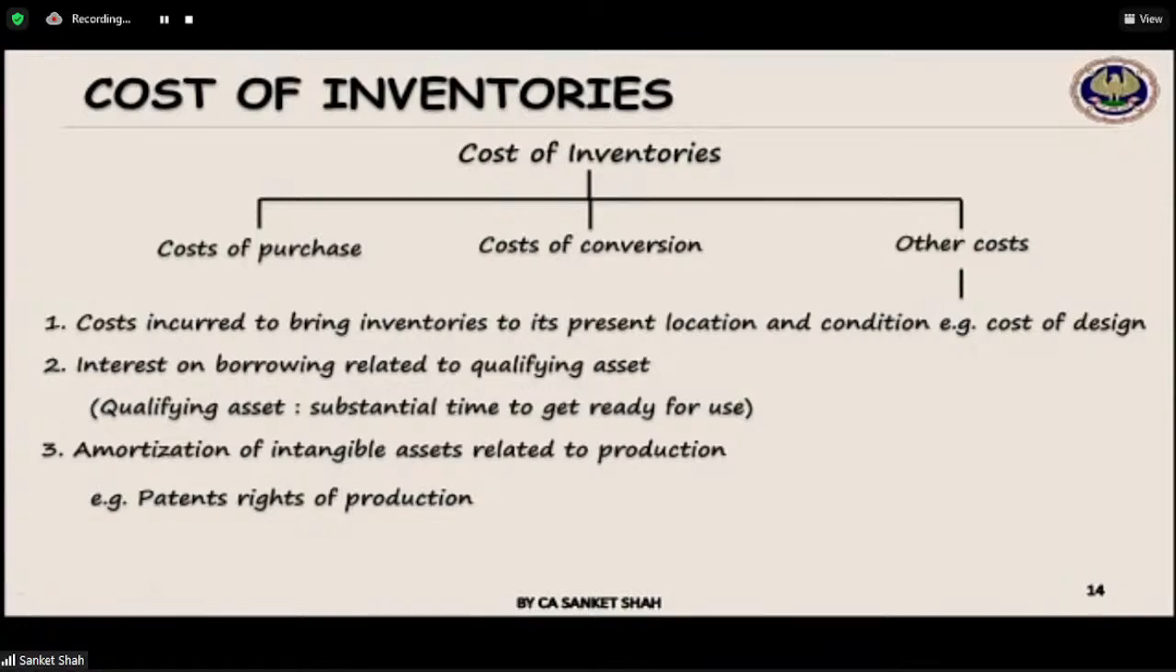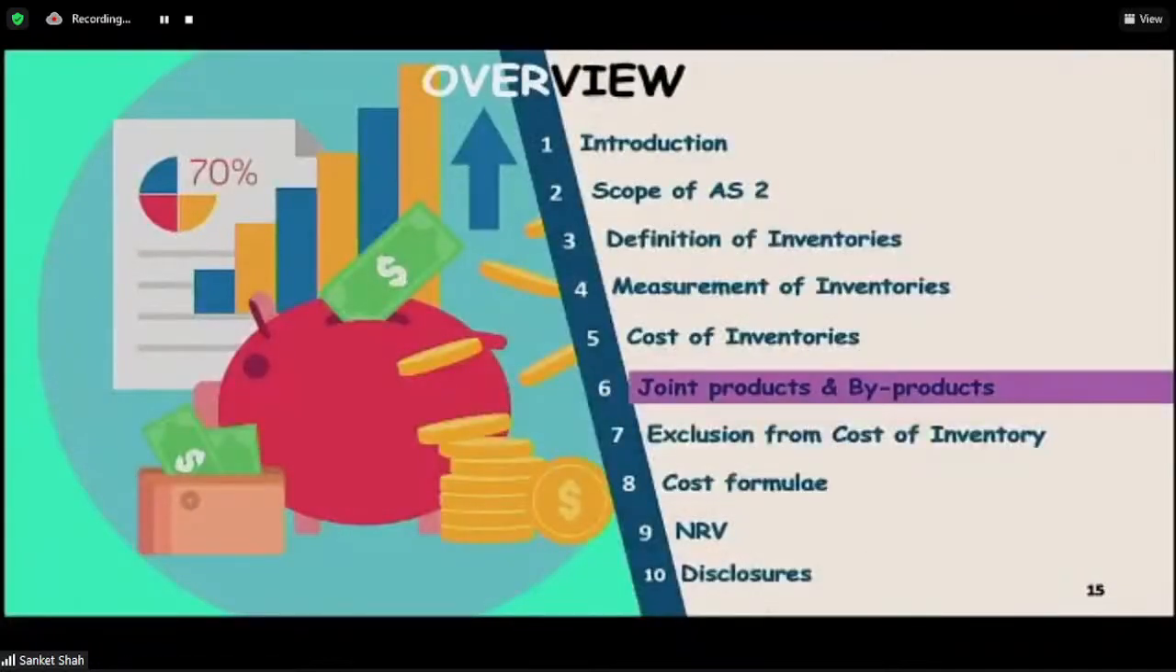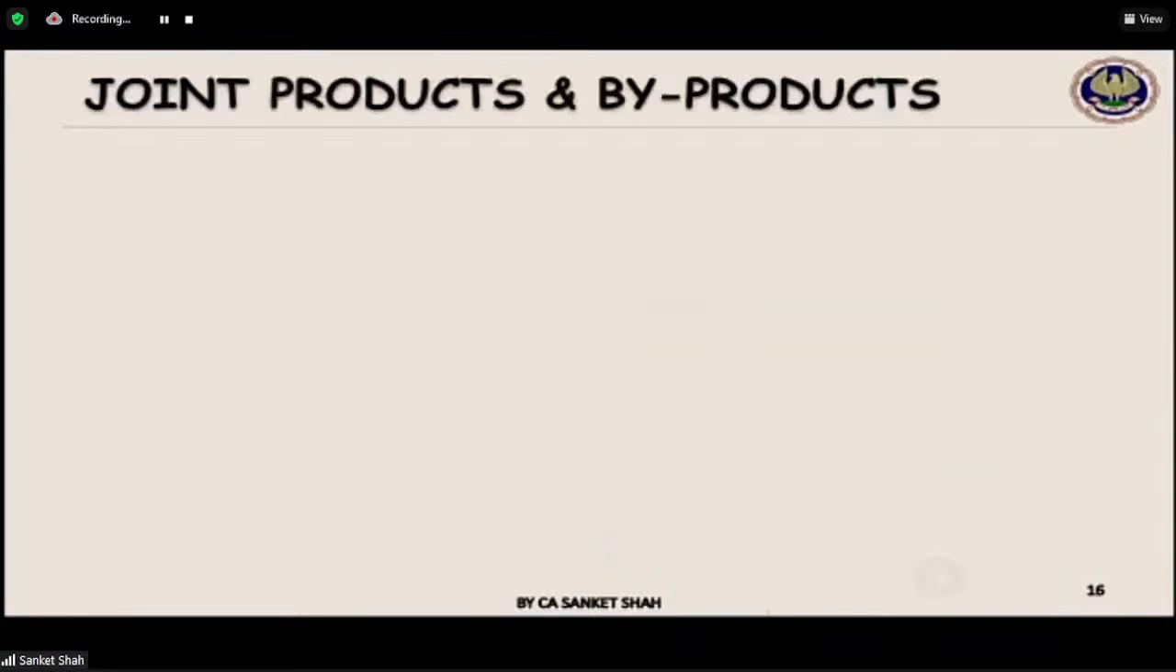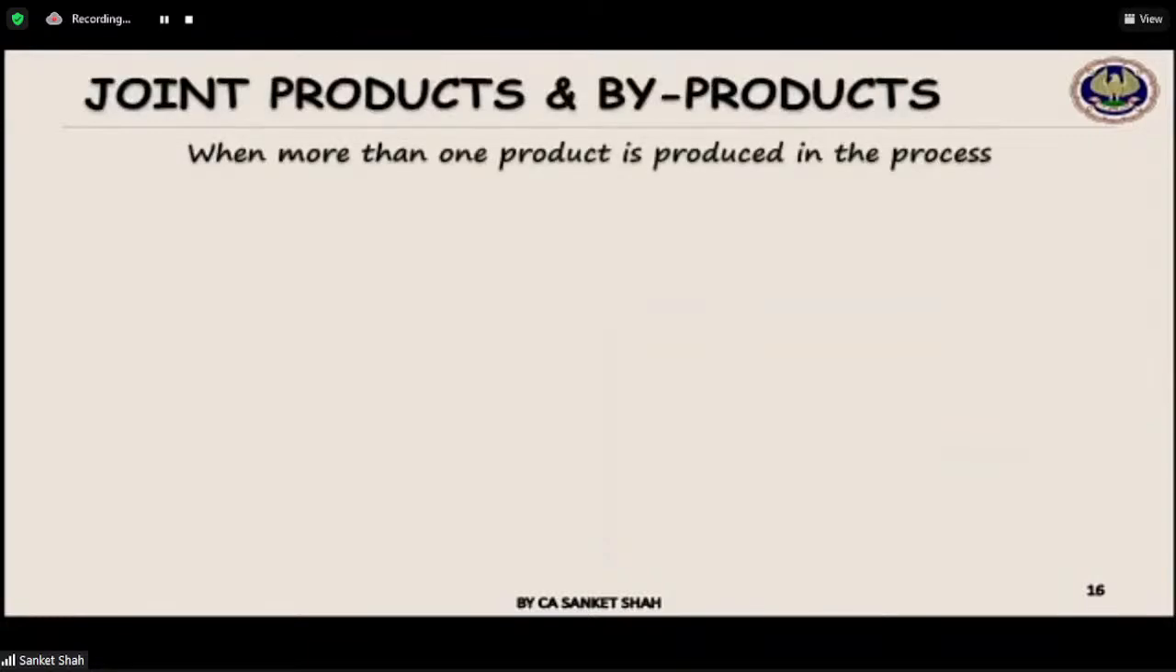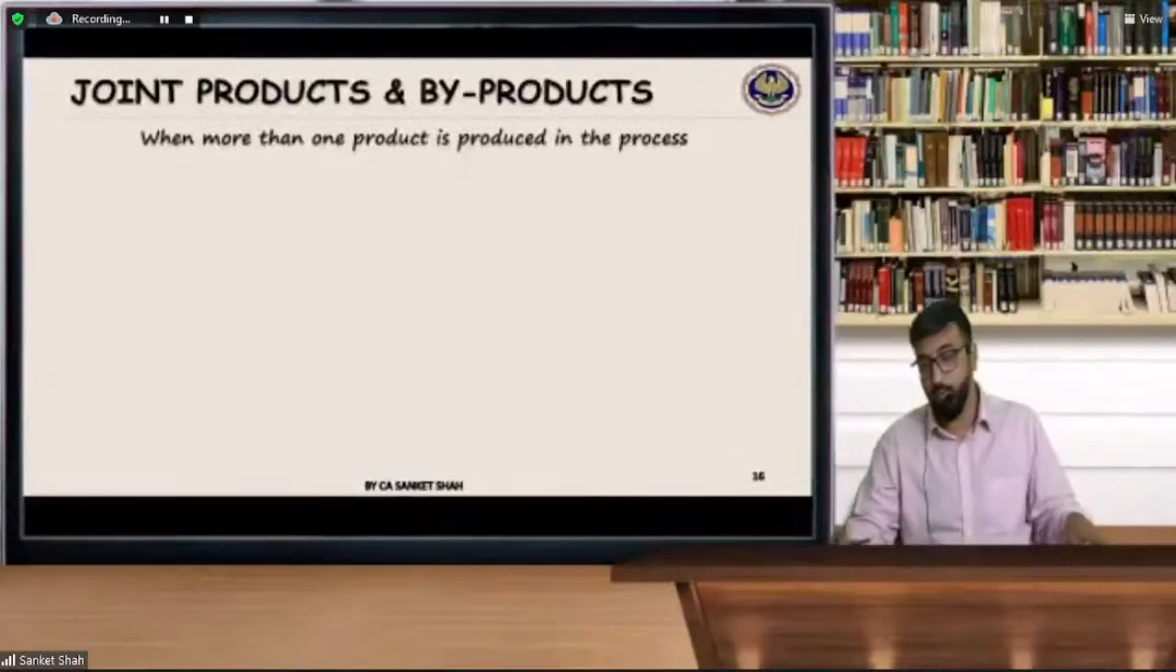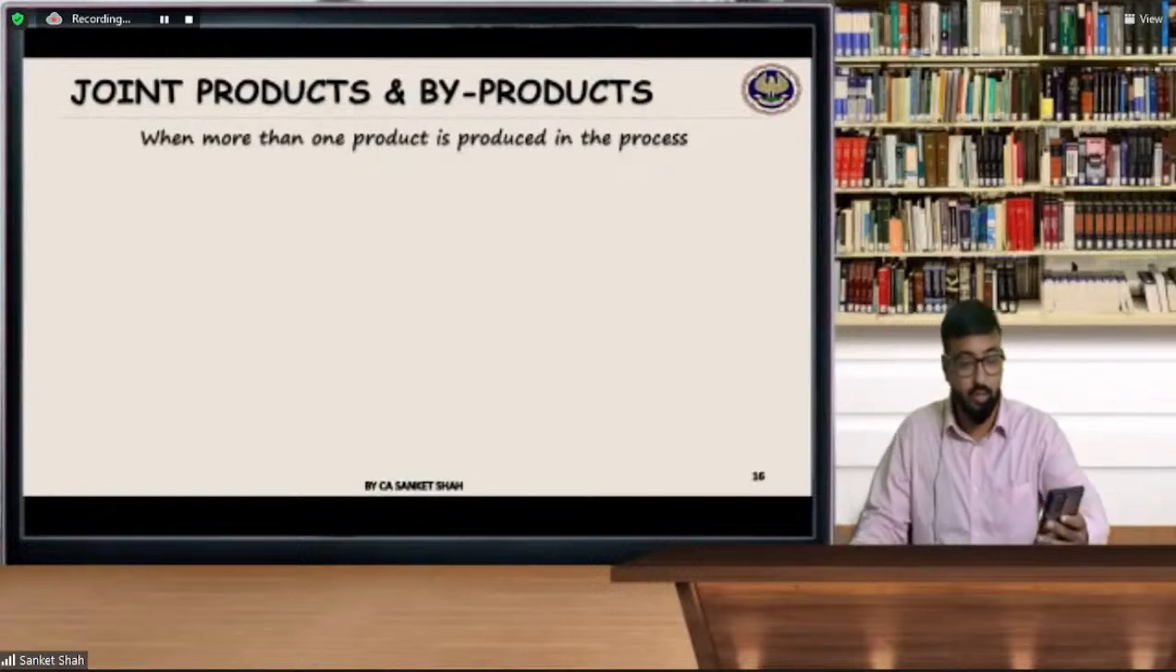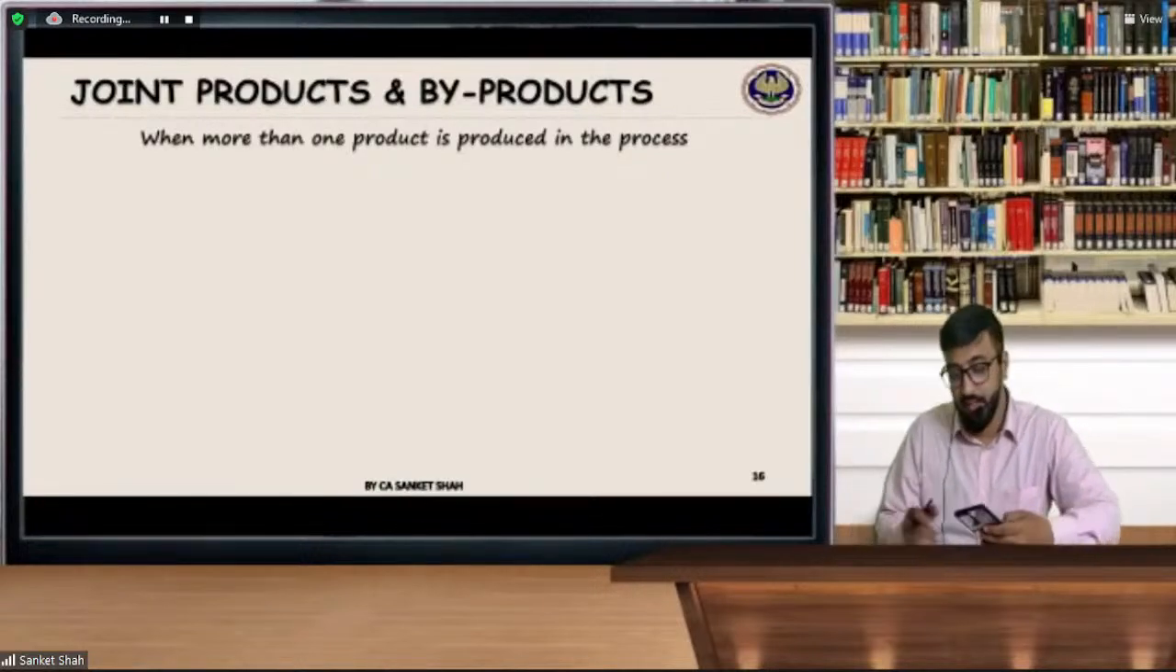Yes, beta. Over. So till now we have completed cost of purchases, cost of conversion, and other cost. Now joint product, byproduct. Yes, have you finished with the joint product, byproduct questions? Have you done joint product, byproduct, or still not completed? Yes, can you tell me?